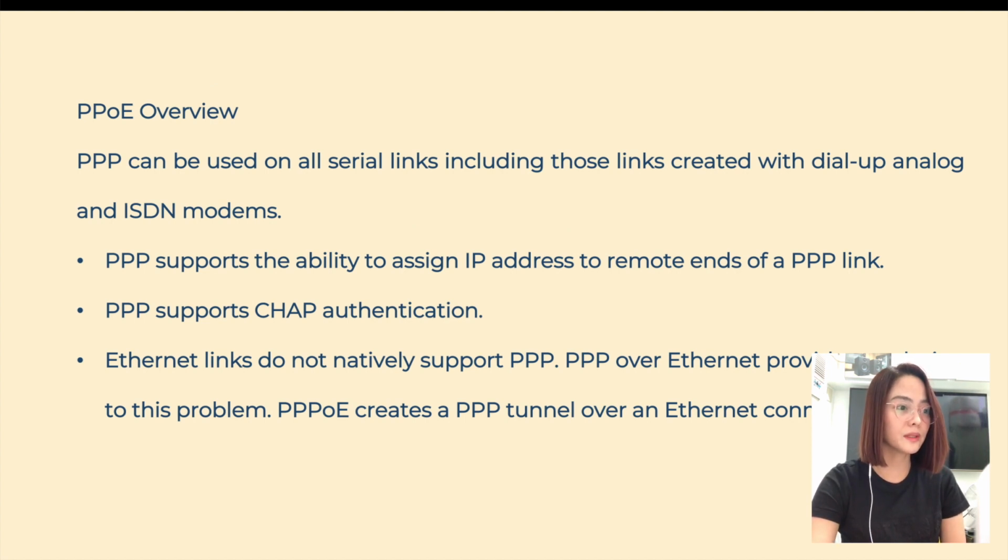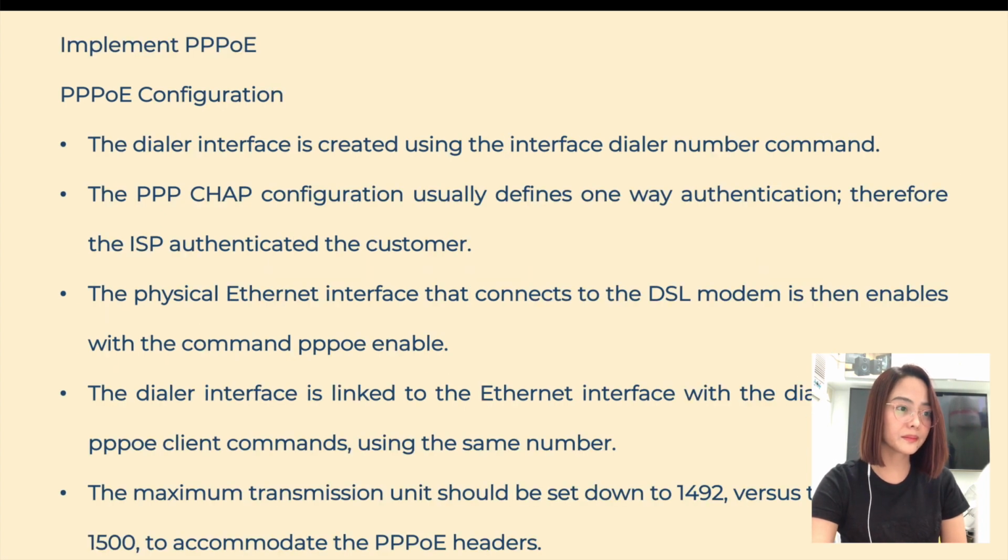PPPoE overview. PPP can be used on all serial links, including those links created with dial-up analog and ISDN modems. PPP supports the ability to assign IP addresses to remote ends of a PPP link. PPP supports CHAP authentication. Ethernet links do not natively support PPP. PPP over Ethernet provides a solution to this problem. PPPoE creates a PPP tunnel over an Ethernet connection.